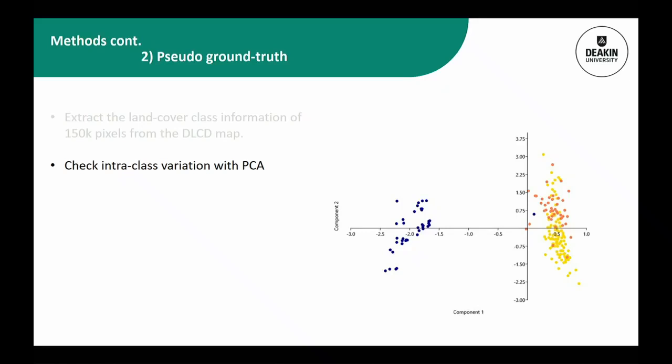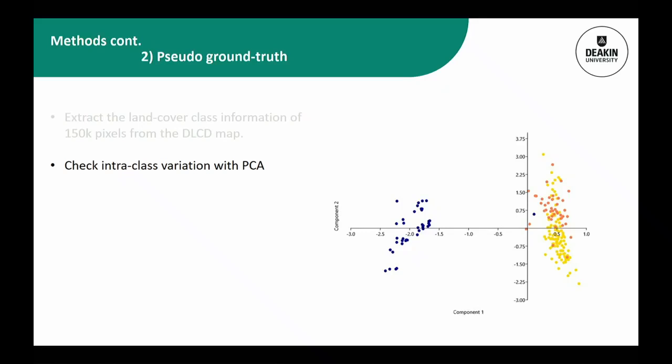So we are taking the DLCD map as the reference, so we believe that they are telling the truth. However, some of those pixels are mislabeled due to uncertainties or due to the scale of the resolution of the maps. So we check the intra-class variation of these pixels that we extracted using a PCA, principal component analysis, because it groups pixels together that share similar properties.